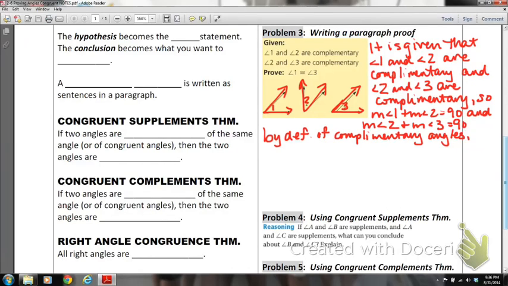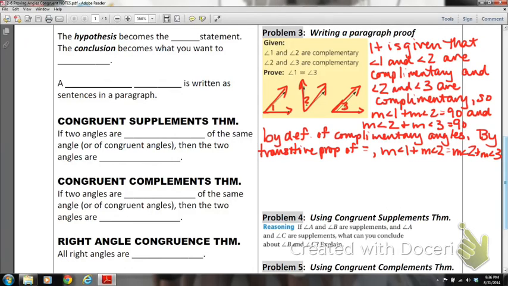So now by the transitive property of equality, we can state that the measure of angle 1 plus the measure of angle 2 is equal to the measure of angle 2 plus the measure of angle 3. Since they were both equal to 90, that means that they're both equal to each other. That's what the transitive property says.